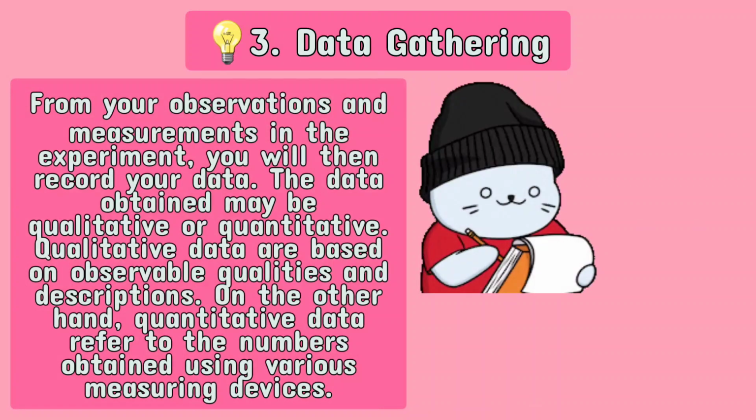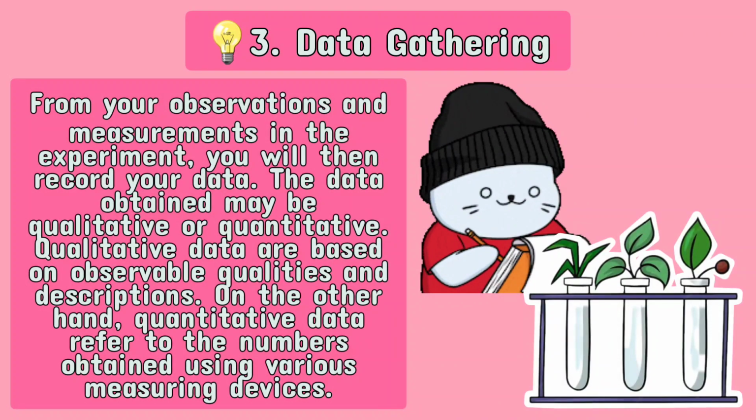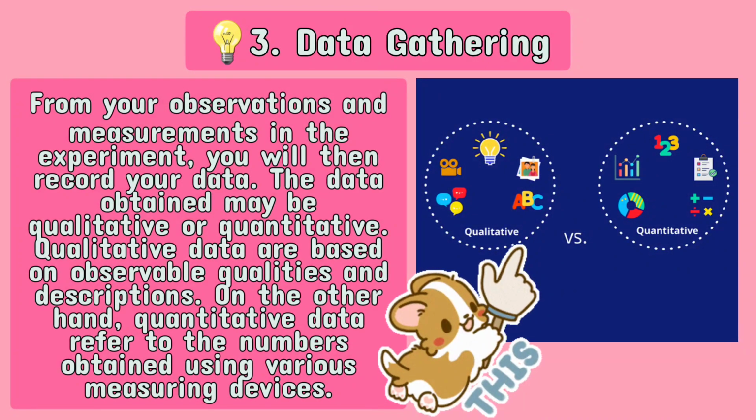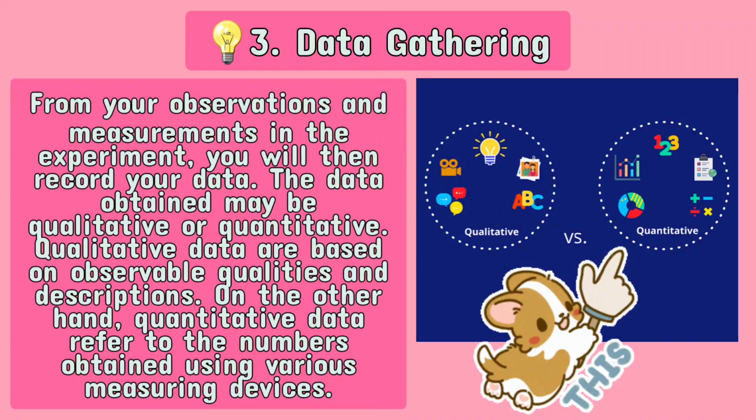From your observations and measurements in the experiment, you will then record your data. The data obtained may be qualitative or quantitative. Qualitative data are based on observable qualities and descriptions. On the other hand, quantitative data refer to the numbers obtained using various measuring devices.